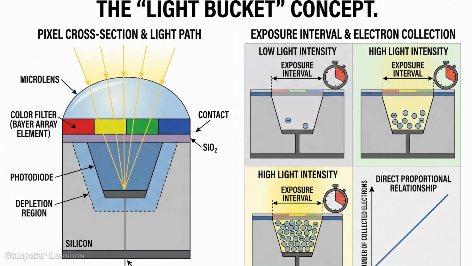Each pixel contains a photodiode acting as a microscopic light bucket during the specific exposure interval. As light enters, it passes through filters and lenses before reaching the depletion region of the silicon. The number of electrons collected is directly proportional to the light intensity detected.